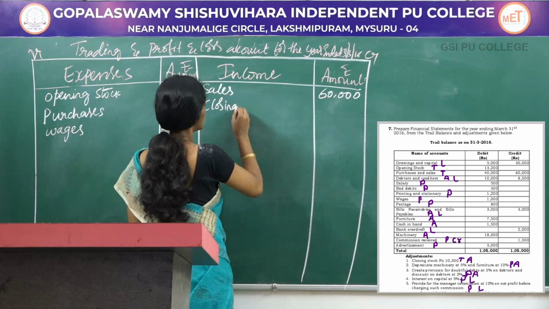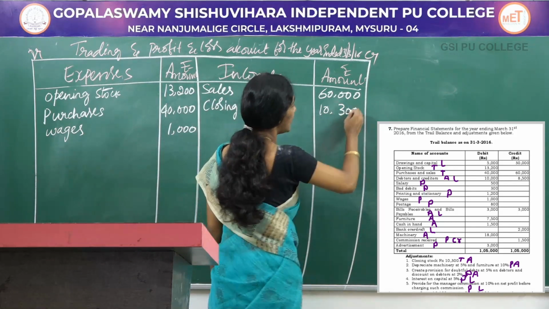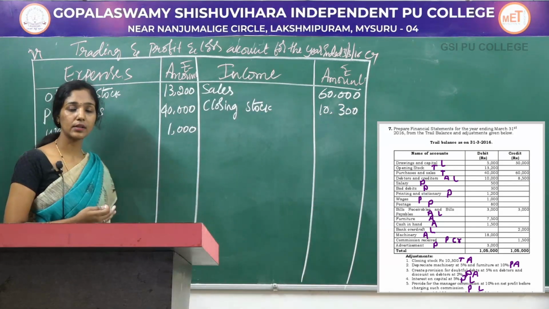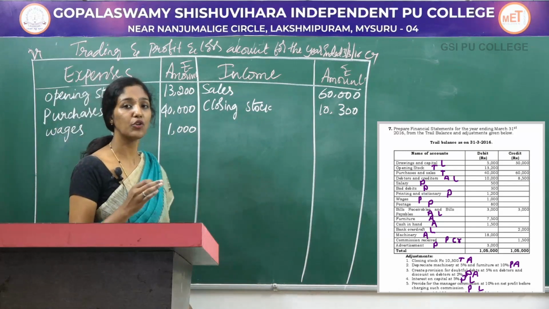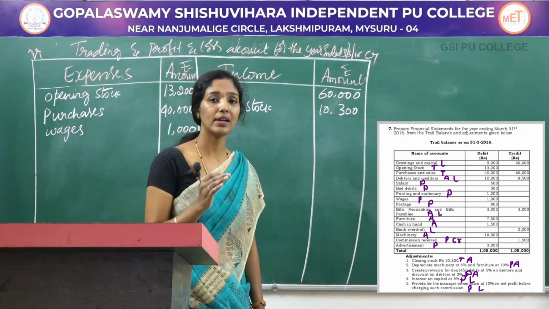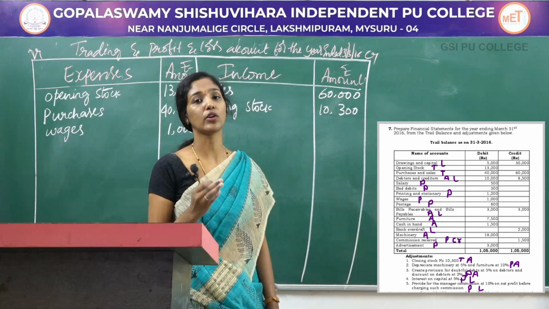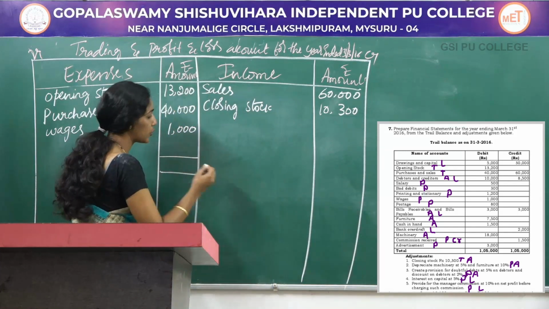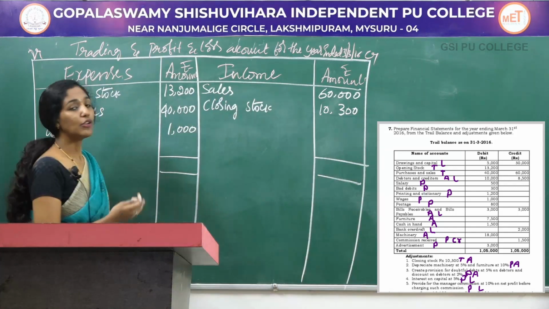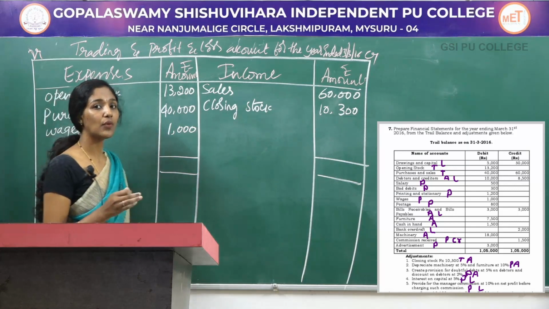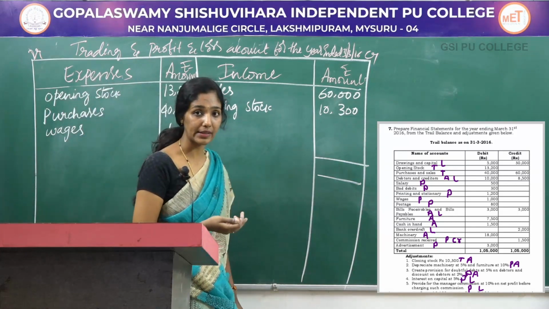Closing stock 10,300, and after recording all the items relating to the trading account, then you have to find out whether there is a gross profit or gross loss. For this you have to make a total on both the sides. When you see the trading account, we can easily find out which side is greater.